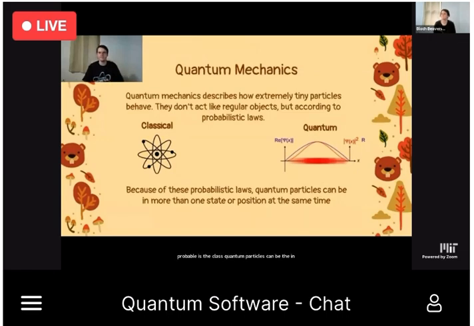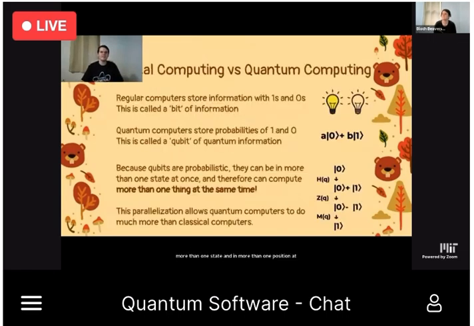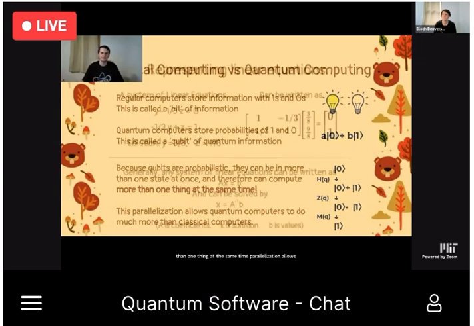at the same time. Regular computers store information with ones and zeros, which is called a bit of information. Quantum computers store probabilities of 0 and 1, which is called a qubit of quantum information. Because qubits are probabilistic, they can be in more than one state at once, and therefore can compute more than one thing at the same time. This parallelization allows quantum computers to do much more than regular computers.